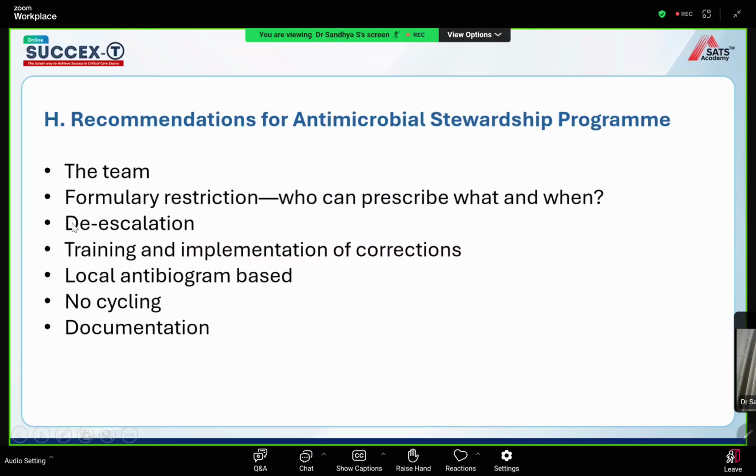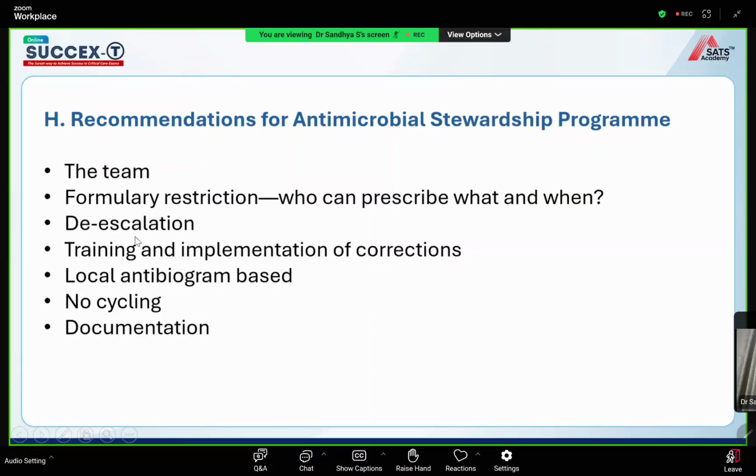De-escalation should be done at the earliest moment. De-escalation means the broad spectrum antibiotic should be brought down to a narrow one whenever the culture is showing a susceptible organism. Also, switching to an oral treatment is also a part of de-escalation.